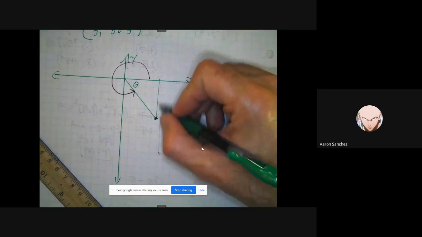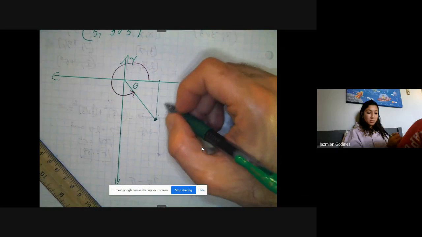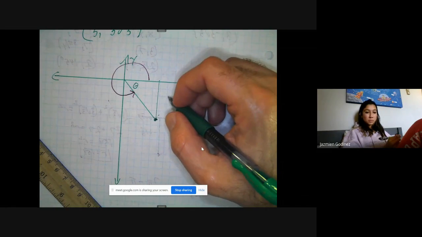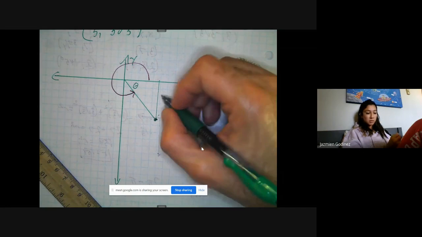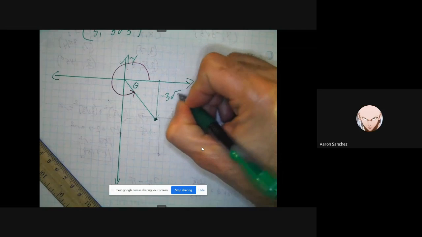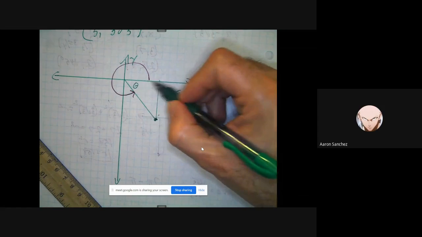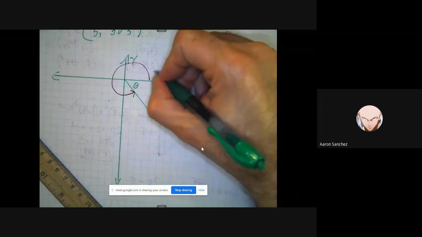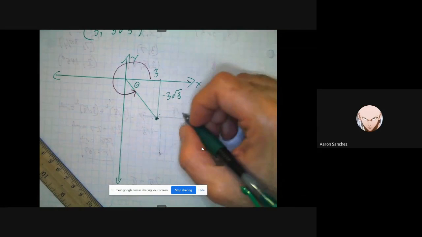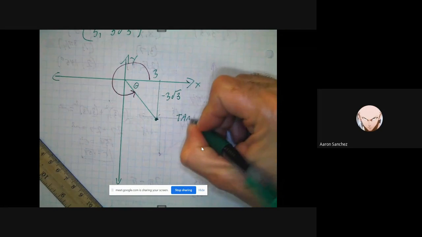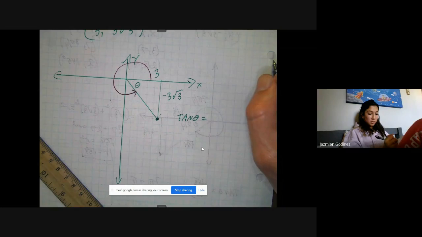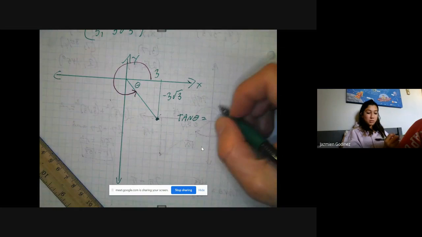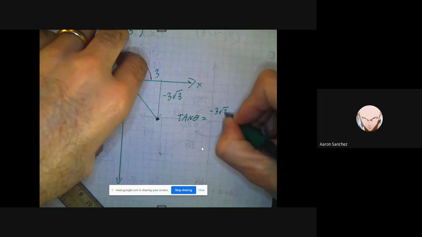So what's the length of this right here? It would be negative 3 root 3. And what's the length of this one here? 3. So let's set up our equation. Tan theta equals what? Negative 3 root 3 over 3.